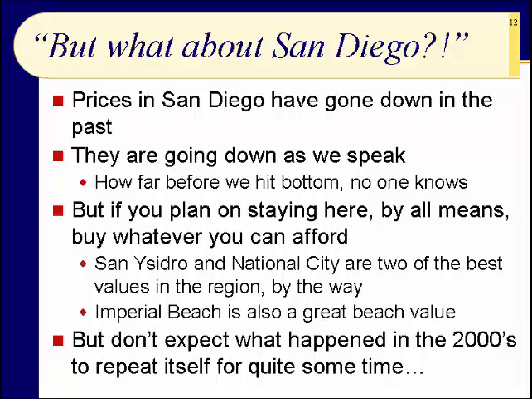But if you plan on, of course, the real estate agents are jumping up and down screaming, this is it, we're going back up, we're going up, I don't know. But if you plan on staying here, by all means, whatever you can afford, buy it. San Ysidro, National City are two of the best values in the region, my humble opinion. I like them. They're walkable cities. National City's really close to downtown San Diego. San Ysidro's close to TJ. Imperial Beach is also a very great beach value, but don't expect what happened in the 2000s to repeat itself for quite some time, folks.